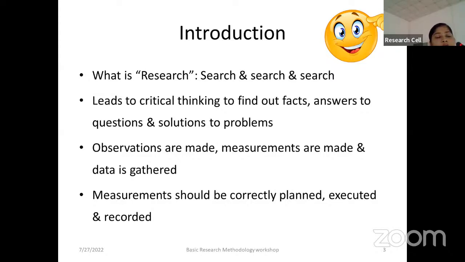Therefore, these measurements that we are making should be correctly planned, executed, and recorded. Then and only then would the final outcome be good. What is the final outcome? We want to collect the information. We want to do the measurements correctly, execute them and record them properly, so that out of this a good, clean data is generated, from which we get some piece of good information. We take out this information and we think critically, and then it leads to solving our problems and questions.